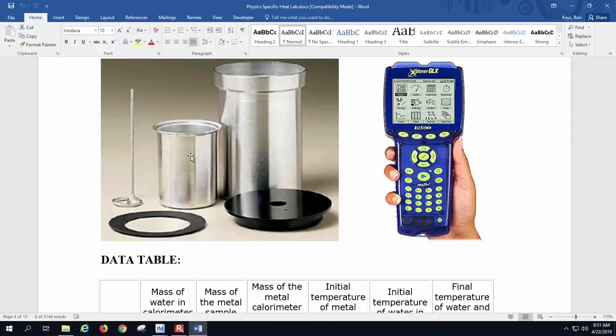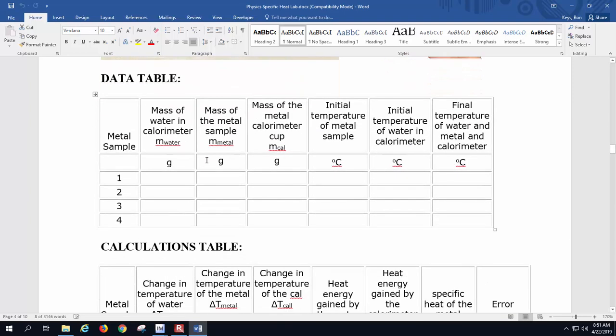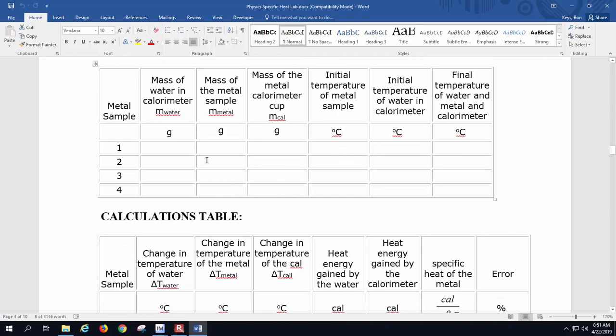There is a spreadsheet that goes along, but there's a good data table right here. Mass of water in the cup, mass of the metal sample, mass of the metal calorimeter cup, initial temperature, hopefully this is 100. The initial temperature of the water and the calorimeter, if you take it out of the tap, that should be about 20. You're going to measure it, right?